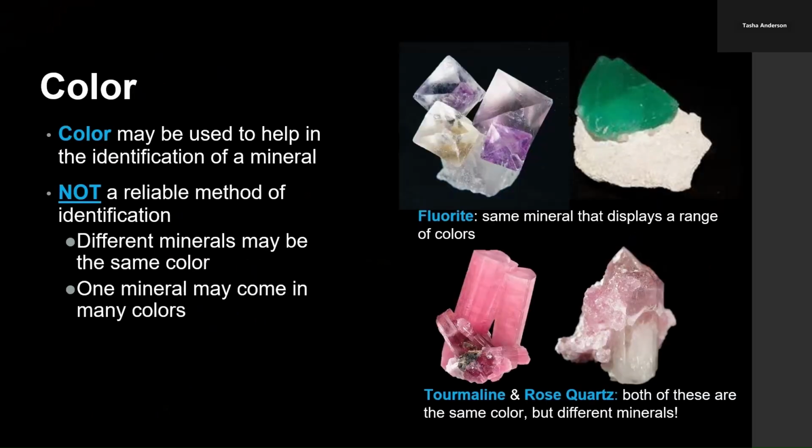Next is color. While it may be interesting and fun to try to classify something by its color, it is not a reliable method. Different minerals may be the same color, like tourmaline in rose quartz, and the same mineral can be found in different colors, like fluorite.